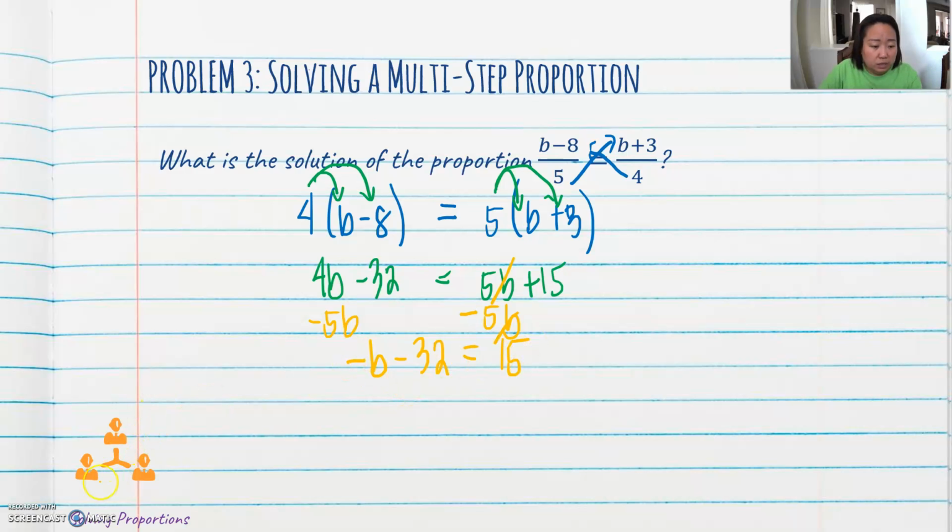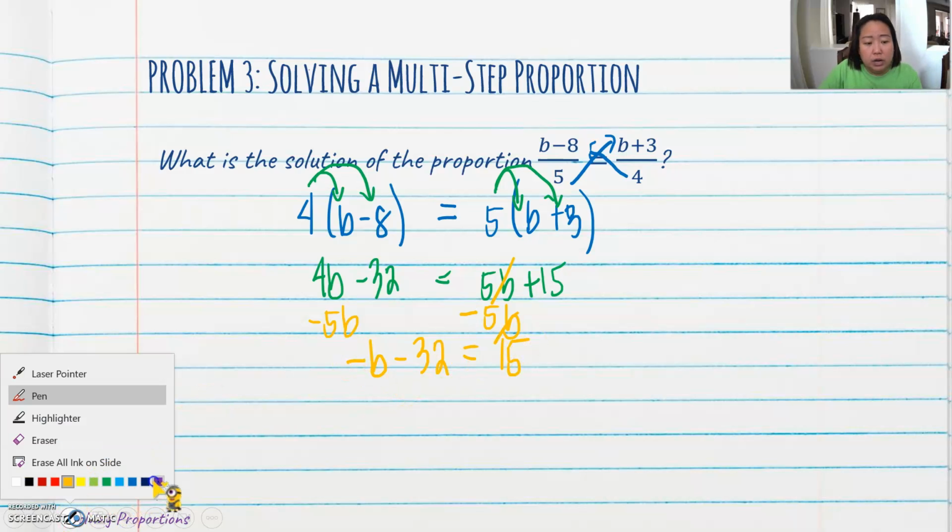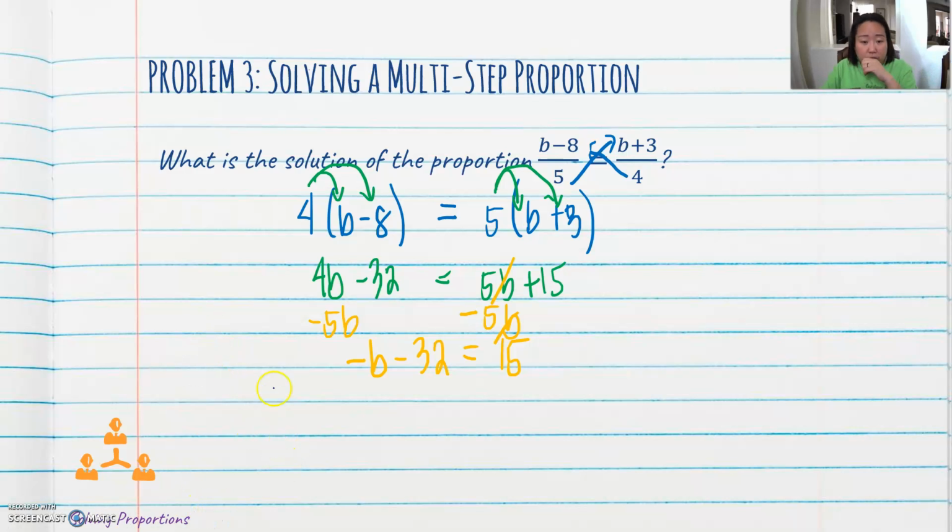And we need 32 to move to the other side of the equation together with the other constant. So we will add 32. So that's 0 now. We add 32. And as you can see, we have negative b is equal to positive 47.